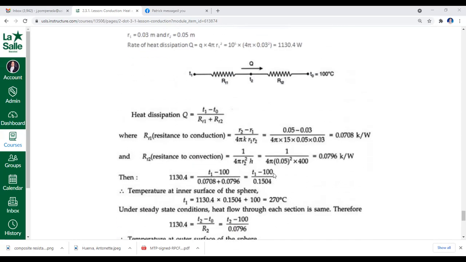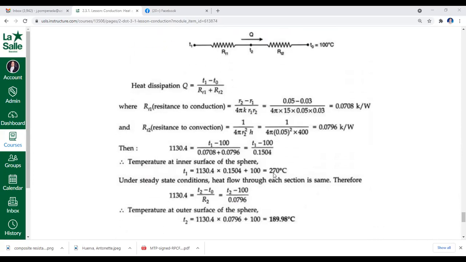Now, before I go to the last topic, do you have any question here? Let's not dwell on convective heat transfer because the formula will be introduced to you again after this topic, in module 3. But in here, it's already considered together with conduction.